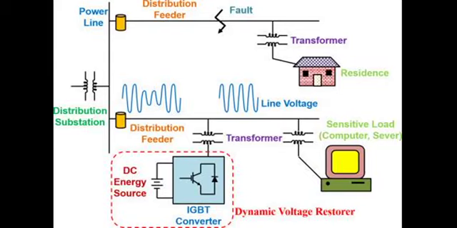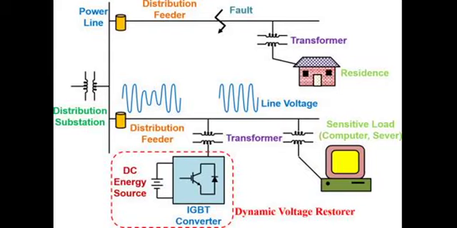Voltage stability. DVRs contribute to the stability of the overall electrical grid by regulating voltage fluctuations caused by varying loads and changing network conditions. Enhanced reliability. Voltage regulation contributes to the overall reliability of the electrical distribution system by preventing equipment failures due to voltage-related issues. Reduced voltage flicker. Voltage flicker, which can cause lighting fluctuations, is mitigated through the use of DVRs.